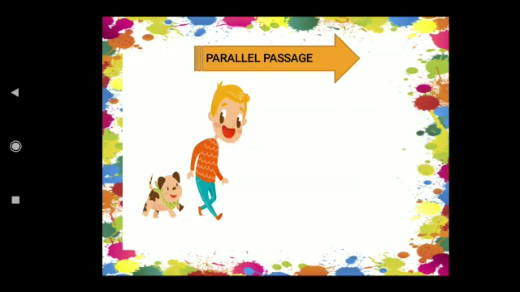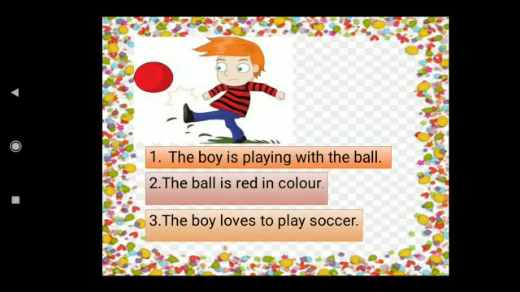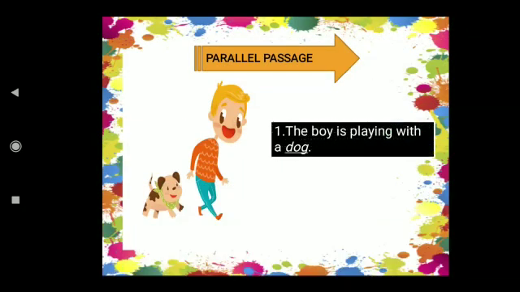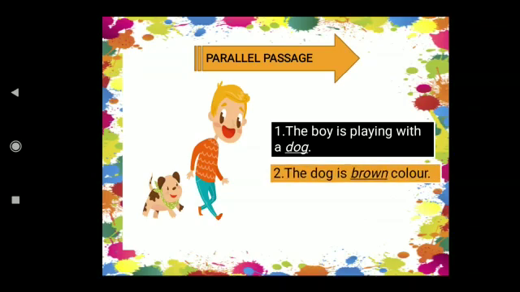So what we see there, the boy is playing with the ball. But here, the boy is playing with the dog. There it's a ball, now you changed it into dog. Next, what is the color of the dog? The dog is brown color. What is the color of the ball? There it's red. So this is the only change. Red color ball, here brown color dog.